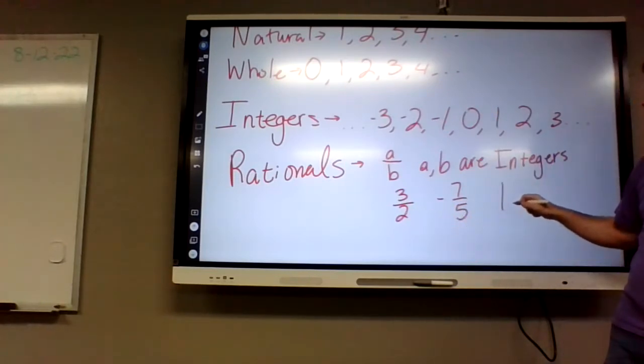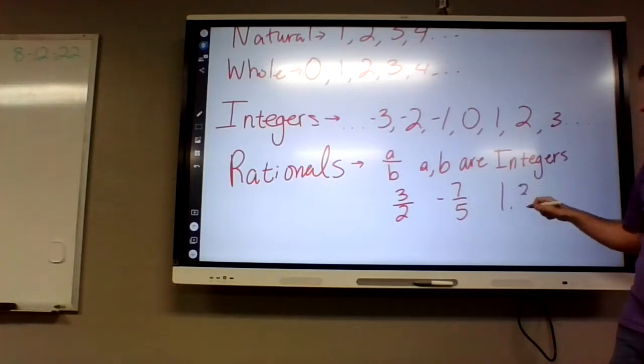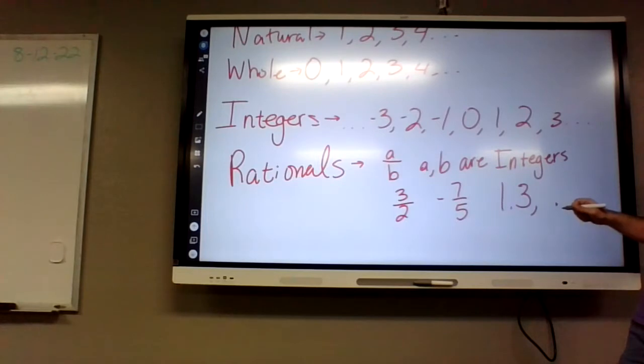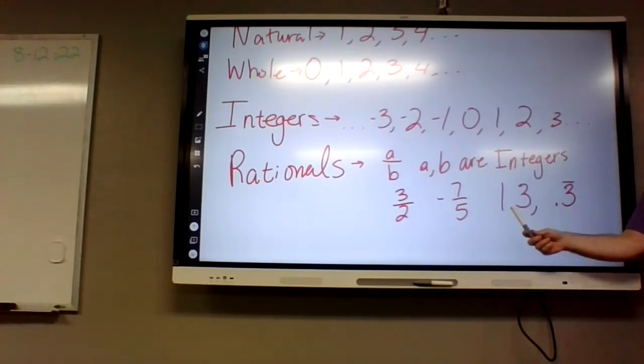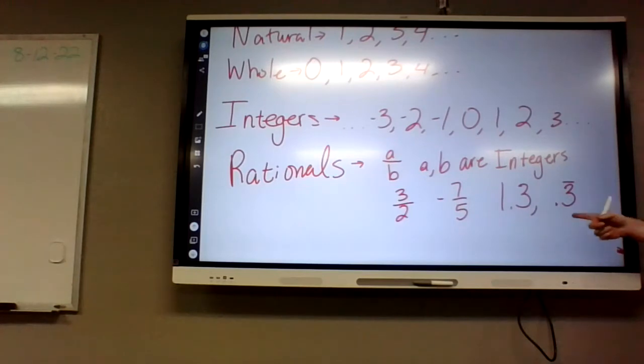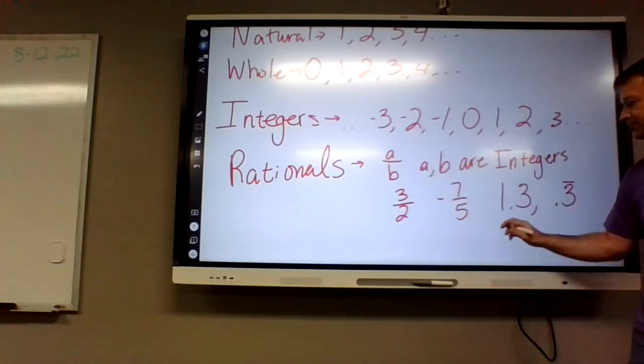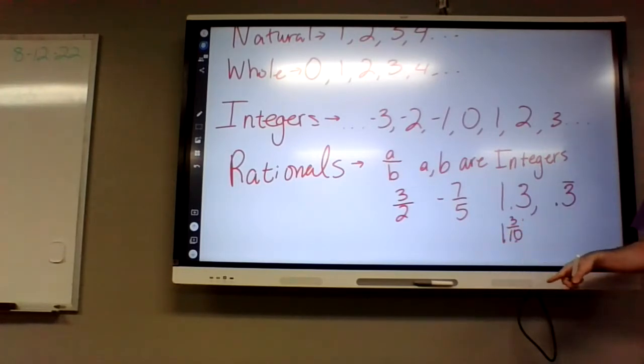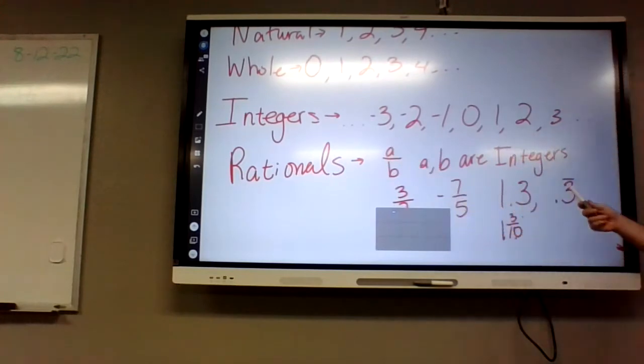Or if I write some decimals, 1.3 or 0.3 repeating. Does anybody know what 0.3? Because okay, this is 1 3/10. You guys remember that? And I could change it to an improper fraction so it looks more like this by multiplying by 1 and adding 3. 10 times 1 plus 3 is 13/10. So anyway, decimals, fractions, they're pretty much all rationals.